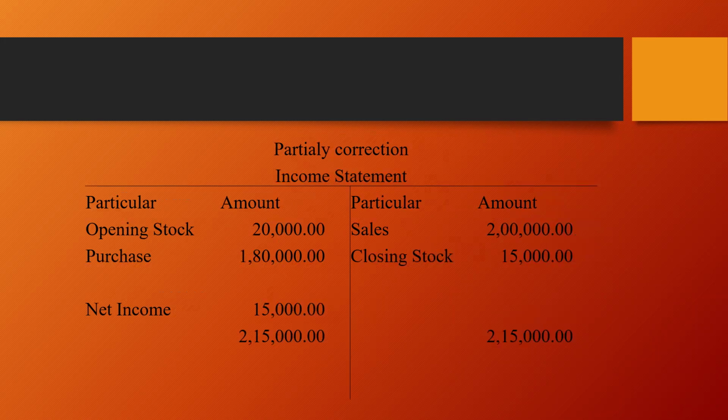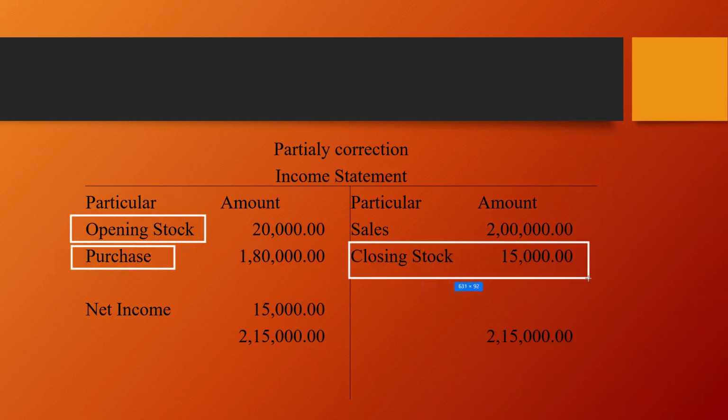Okay, let's jump into the partial correction. They did the correction. What they have done as per option B, they made an adjustment to the purchase, the cost of goods sold. What is cost of goods sold? I hope you know about it. Opening stock plus purchases minus closing stock. That's the COGS formula.